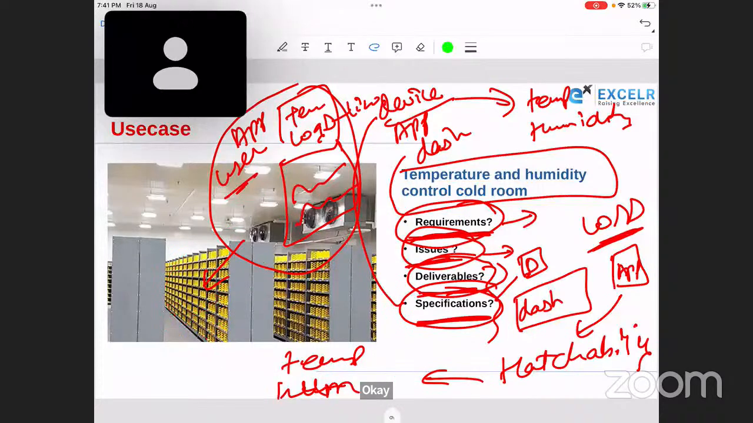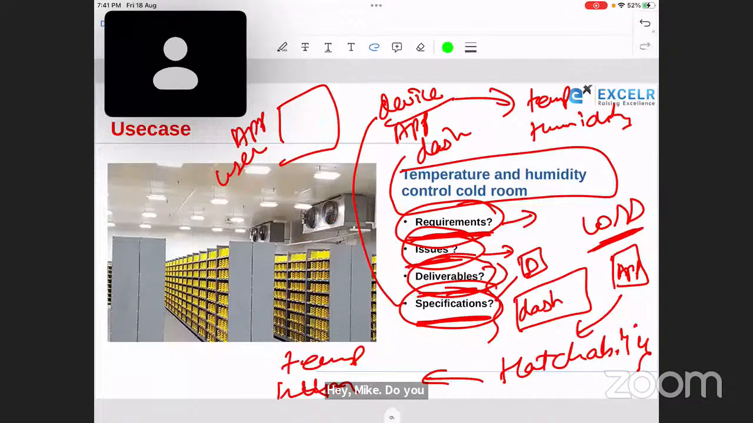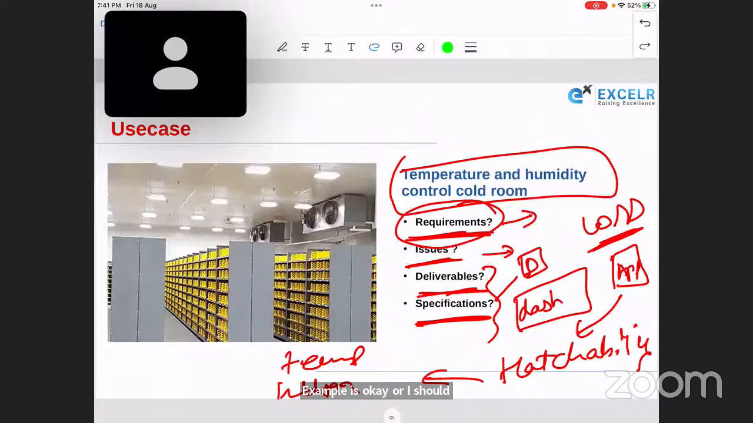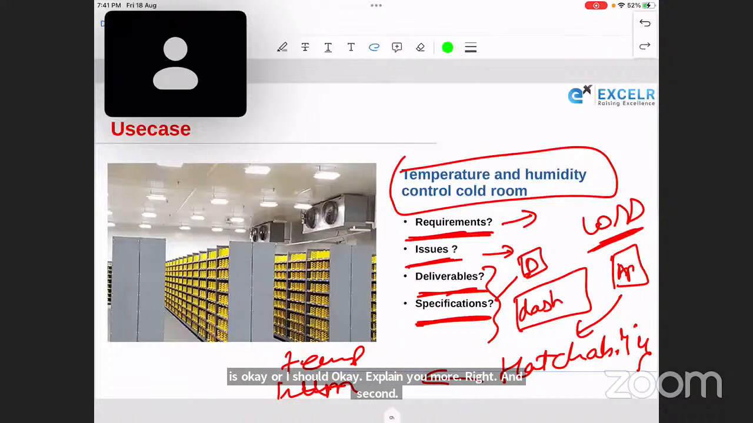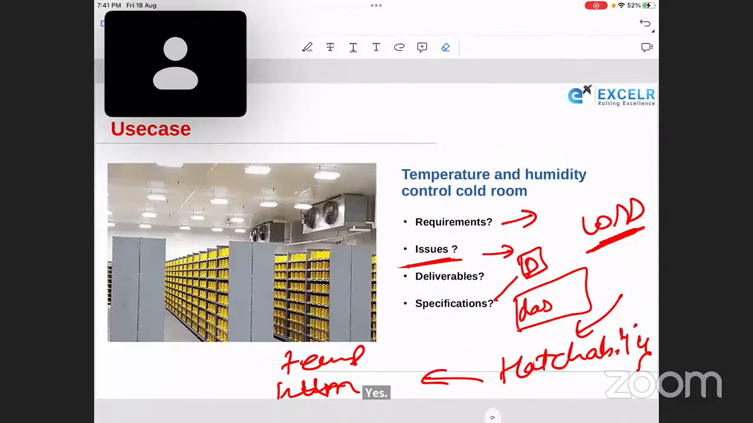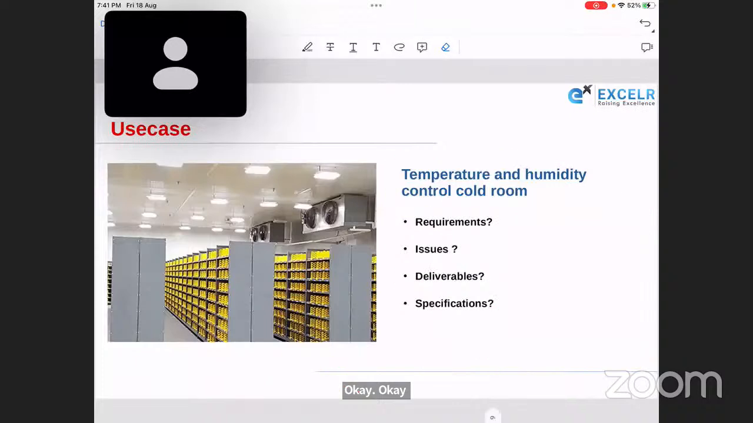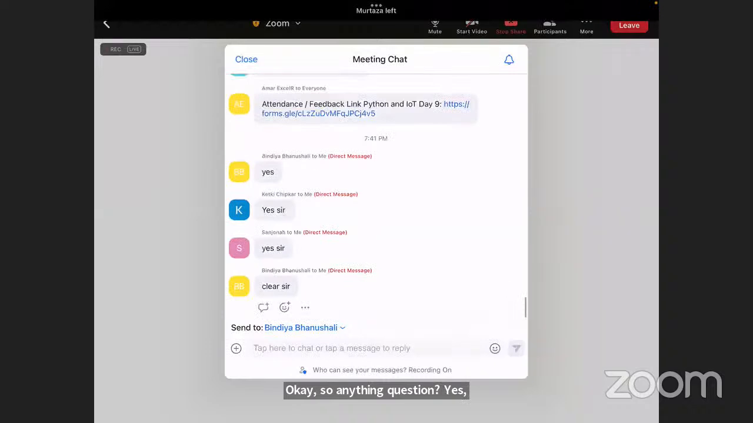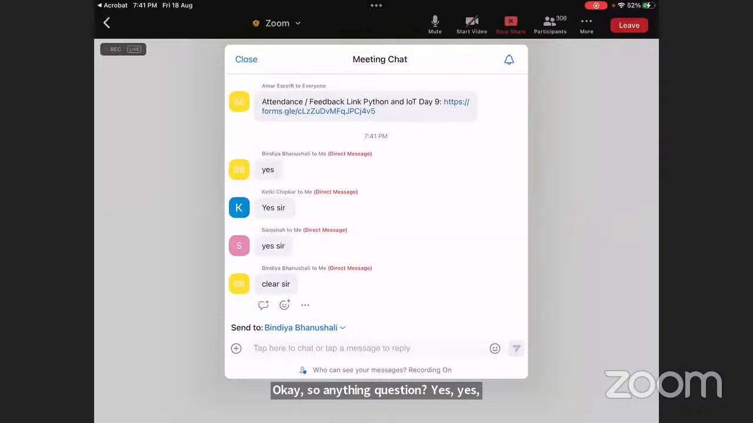Am I clear? Is the example okay, or should I explain more? Wait 1 second, I'll just delete everything first. Something wrong. Okay, any questions? Yes, sir, clear. Nishant, I have not heard from you. Rest everybody is saying it's clear, so assuming it's clear.